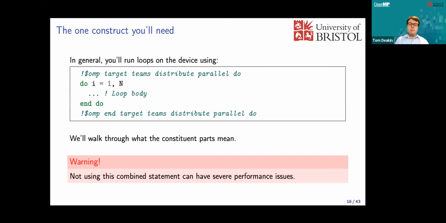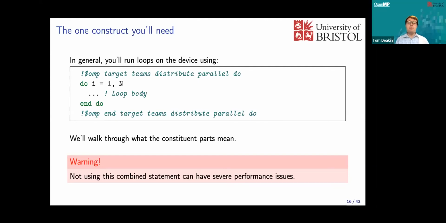These are using the combined constructs in OpenMP, and they are there as a shorthand. We could write all of these things on individual lines, but we could also write them as a single line, and they mean all things together. So we're going to walk through what each of these constituent parts mean. Now we've already seen what target means, so we're just going to go through the teams, distribute, parallel, and do, and talk to SIMD a little bit as well.